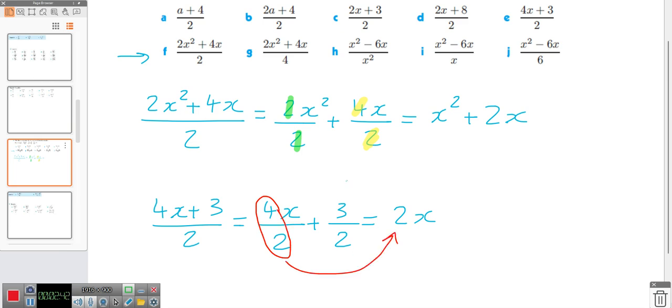There's only one problem here. 3 over 2 can't simplify. This is a fraction where the digits are consecutive. The 3 and the 2, the numbers in the numerator and denominator are consecutive. This won't simplify, so you just leave it the same.